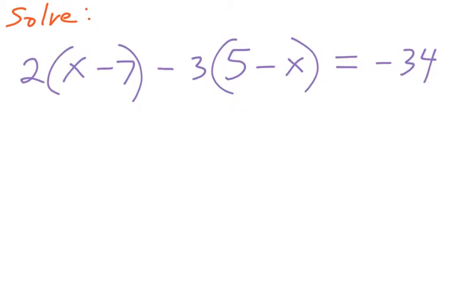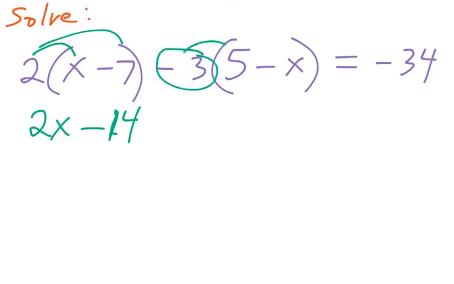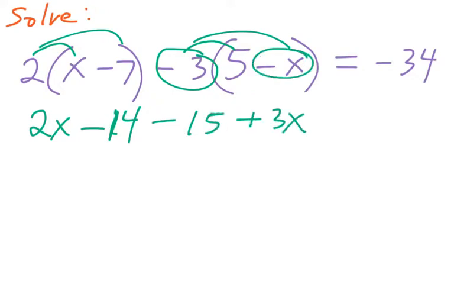First thing you've got to do is distribute. So we're going to distribute the 2 here and get 2x minus 14. And now we distribute the negative 3 to the second parenthesis because it's being multiplied to it. We get negative 15 plus 3x. Negative 3 times the negative x is a positive 3x.